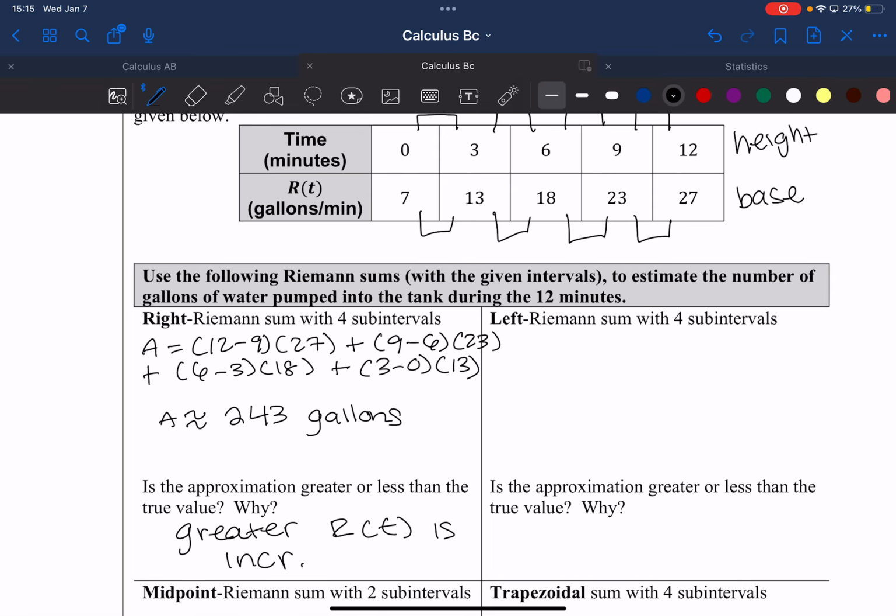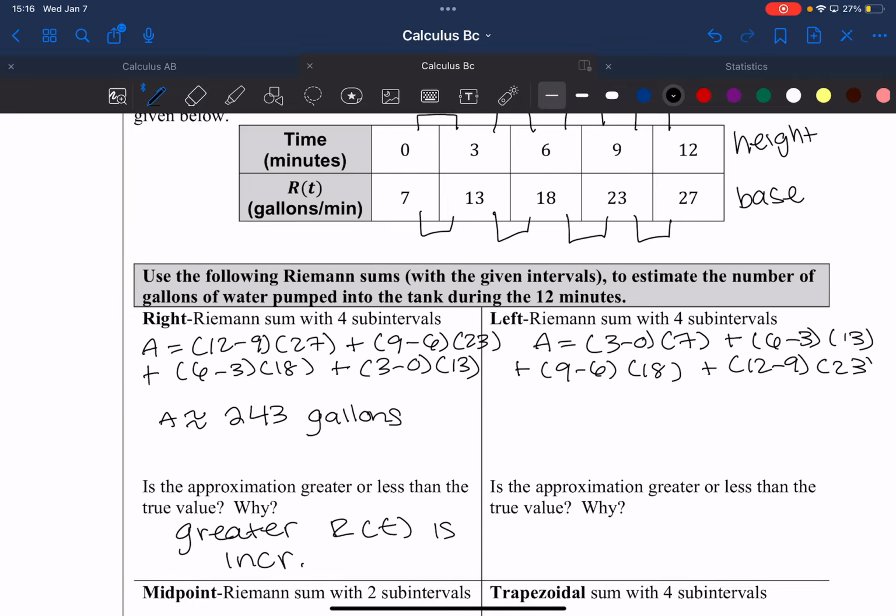So again, using left Riemann sum with the 4 subintervals, we're just going to start on the left side of our interval. So this would be area is equal to 3 minus 0 times 7 plus 6 minus 3 times 13 plus 9 minus 6 times 18 plus 12 minus 9 times 23. And again, we did not include the 27 because that is all the way to the right of the interval. When we solve this, we get that area is approximately 183 gallons.